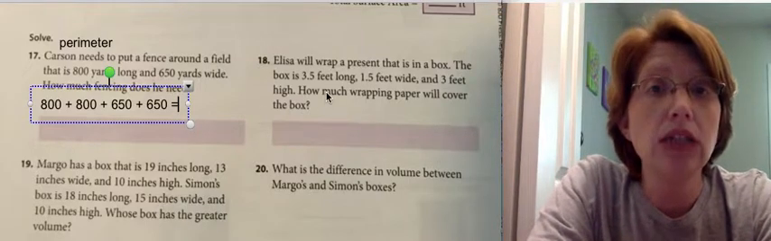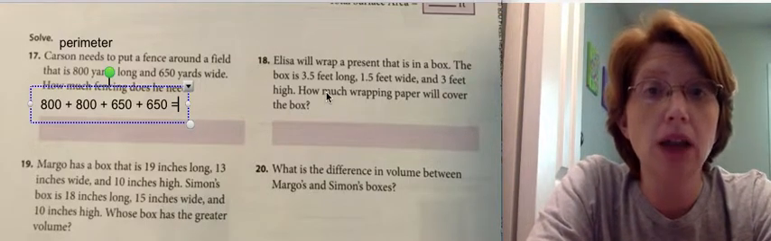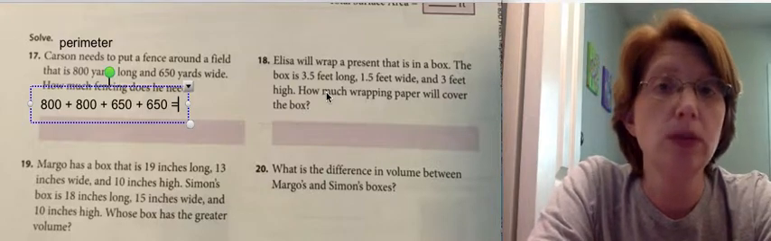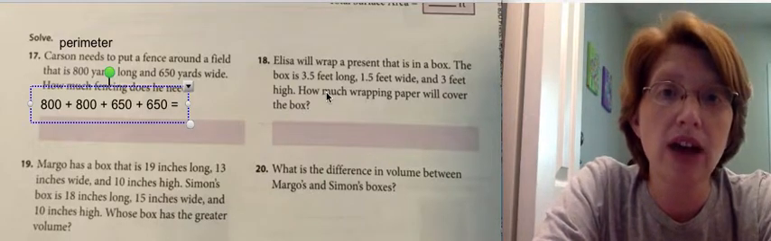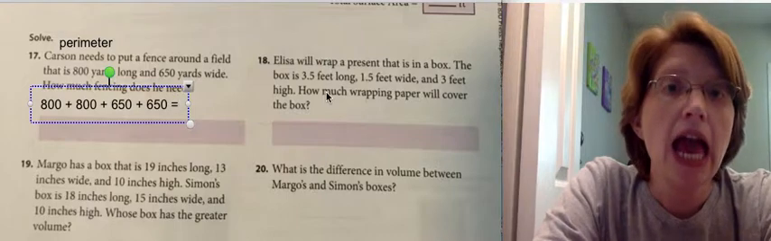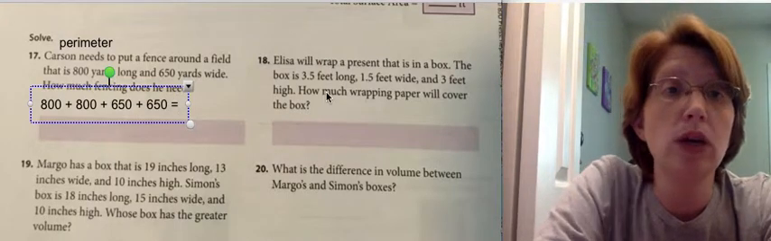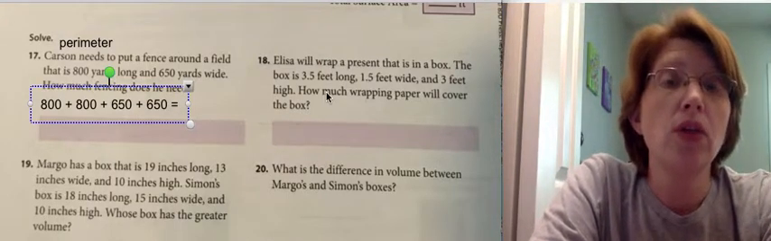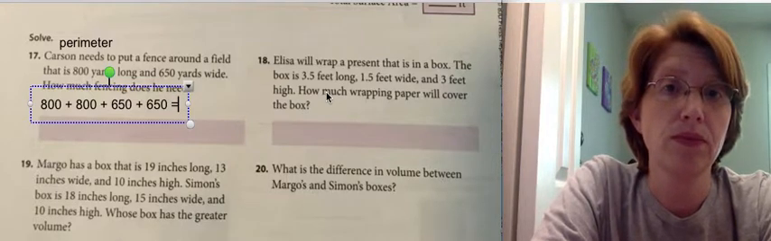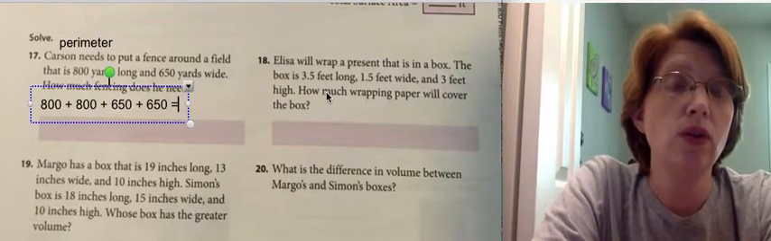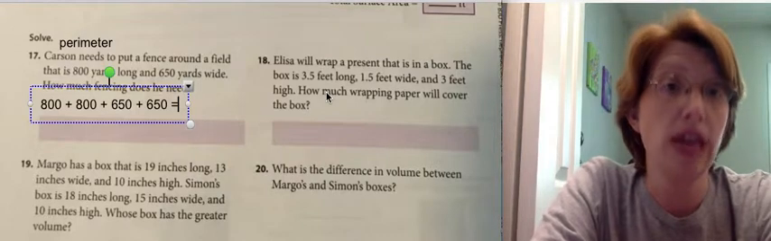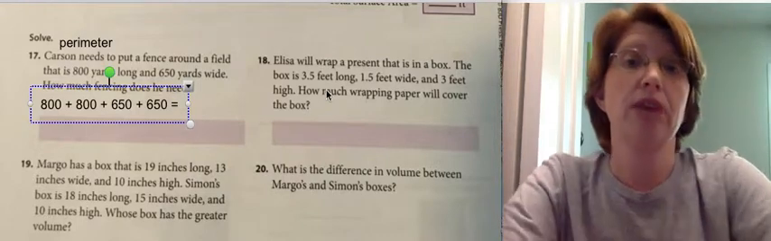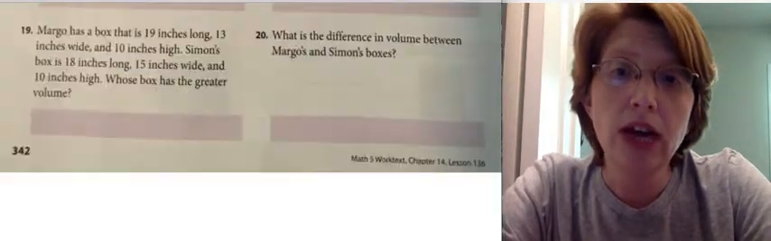18. Eliza will wrap a present that is in a box. The box is 3.5 feet long, 1.5 feet wide, and 3 feet high. How much wrapping paper will cover the box? Okay, so this is surface area. This is surface area. So let's go down here and draw a picture.